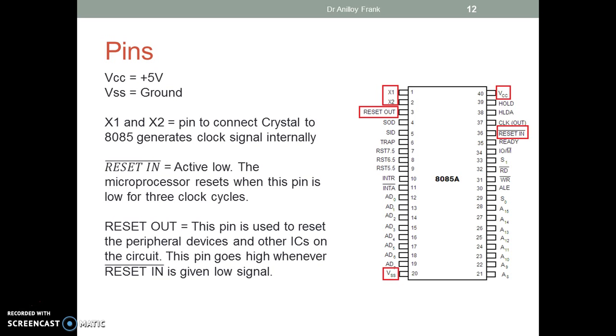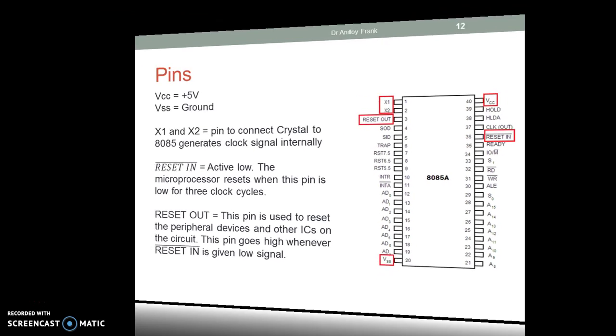The reset pin. It is active low. It resets the microprocessor when the pin is low for 3 clock cycles. Reset out. This pin is used to reset the peripheral devices and other ICs on the circuit. This pin goes high whenever reset is given a low signal.